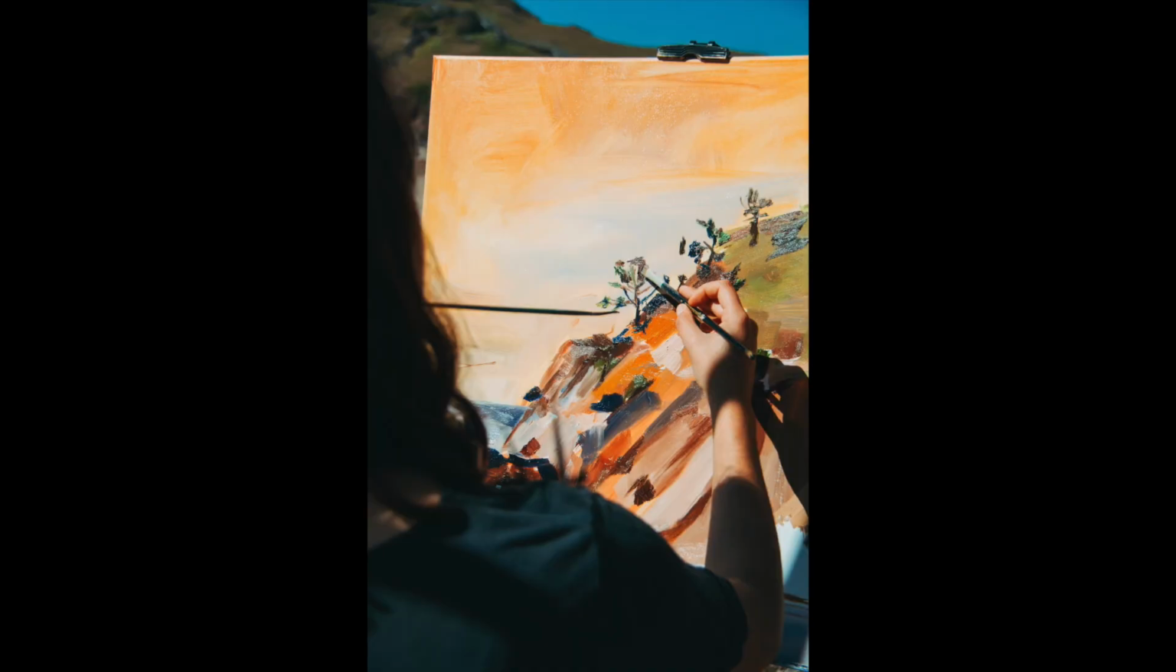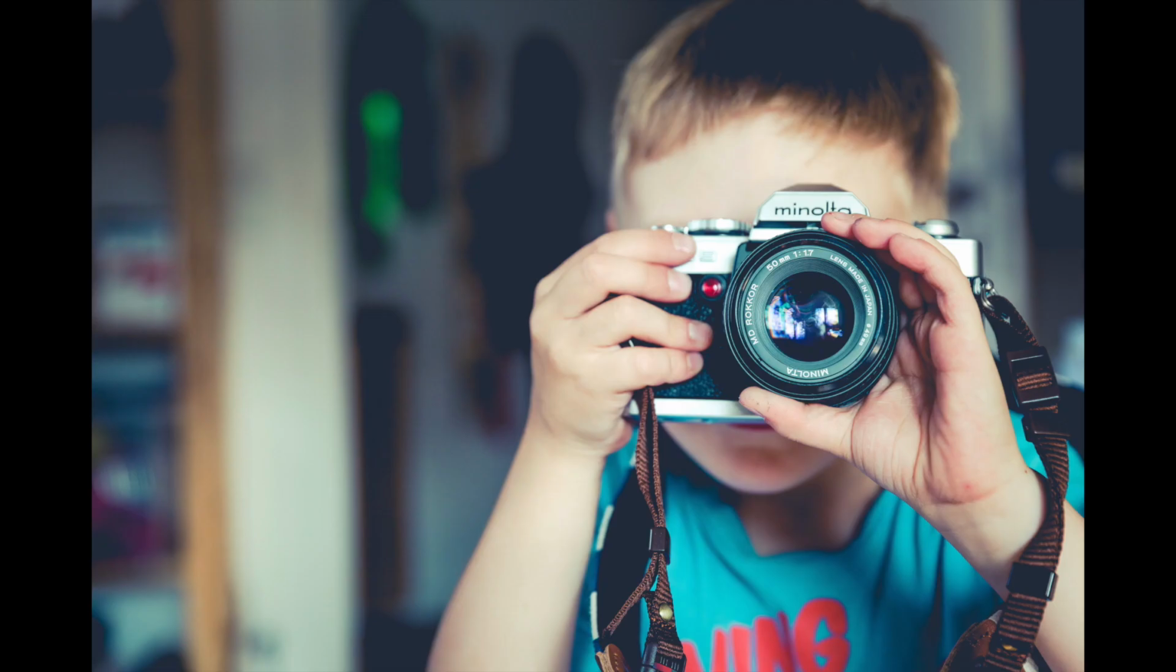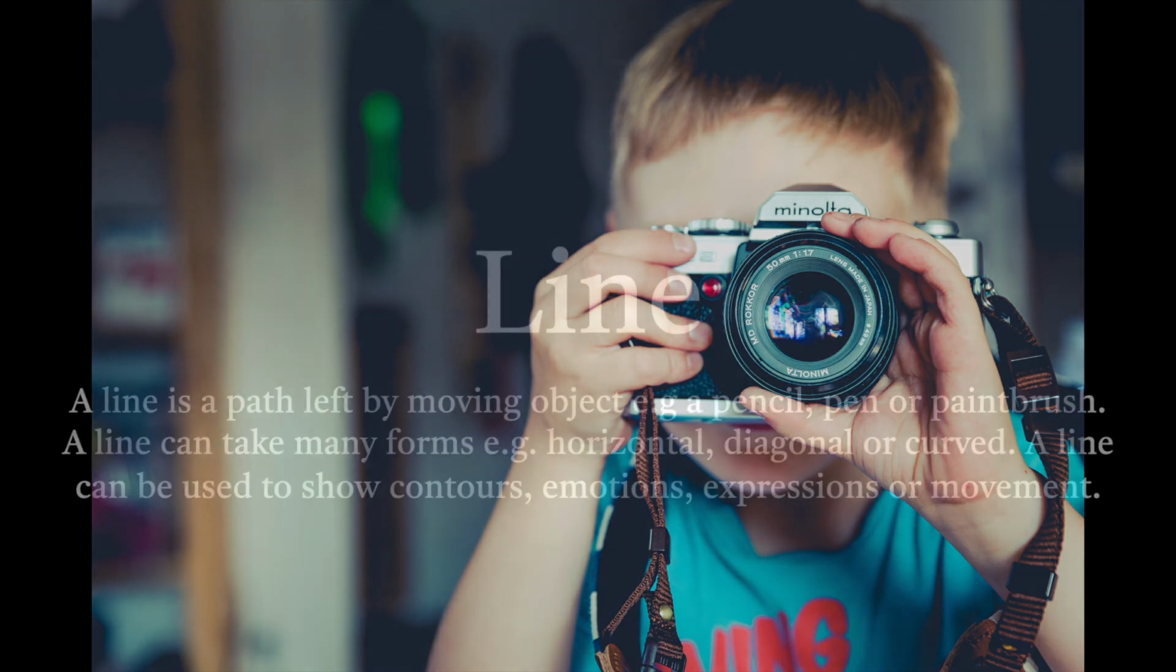When a painter is starting a landscape, for example, they may have considered their colour scheme. A sculptor may have thought about form. A photographer, space, line or texture, depending on the subject matter. So let's explore the formal elements in more detail.